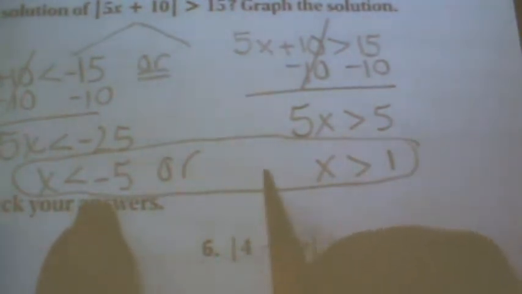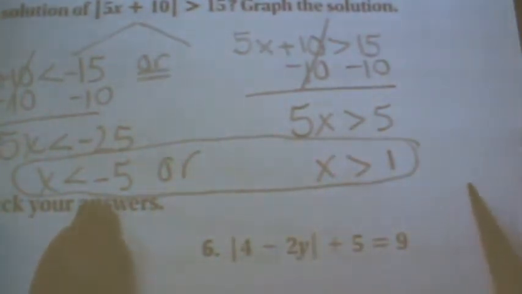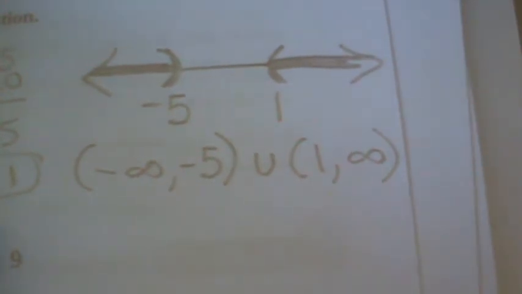If you graph this on a number line, what does it look like? Parenthesis, negative 5. Now, can you tell me what the answer would look like in interval notation? Parenthesis, negative infinity, comma, negative 5, parenthesis, and then union. Yep, good job, Nick. The union is for or problems. You've got to choose solutions.